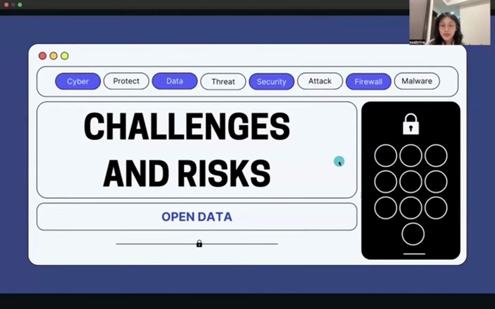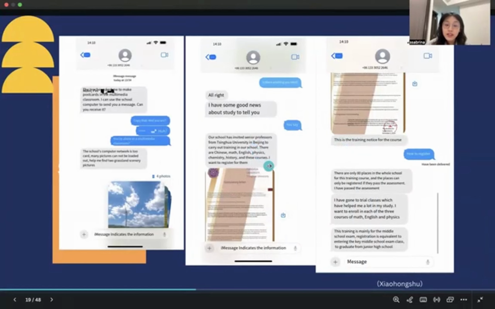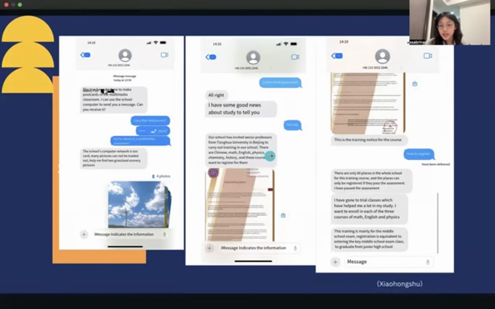Talk about the challenges and risks. Here is the first one, data security. Here are the messages I've selected from Chinese social media. They even know you want to go to Tsinghua University in Beijing. They can give you the training certificate, and they can know more about your family background or grades.